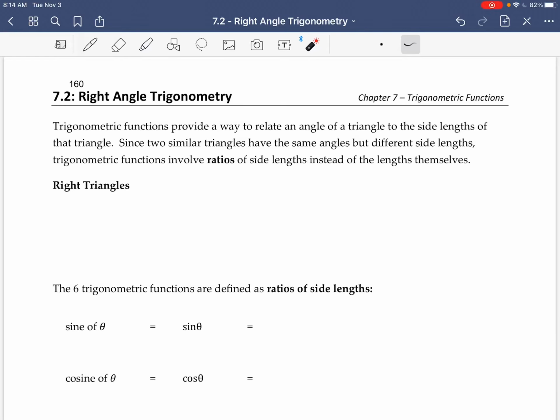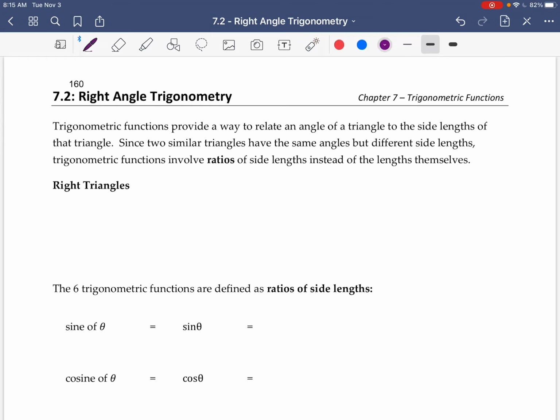In this video, we're going to define the trigonometric functions using right-angle trigonometry. So that means we're going to use a right-angle triangle. Trigonometric functions provide a way to relate the angle of a triangle to some of the side lengths of that triangle. Now it's always a ratio of two side lengths. Similar triangles have the same angles but different side lengths, but that does not affect the trigonometric functions.